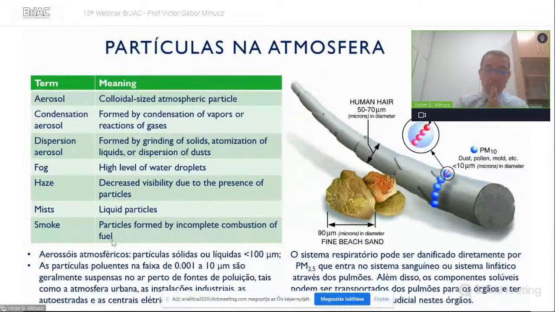The topic of my presentation is mainly determination of particulate matter. I like this figure very much because it shows how tiny these particulate matters are in comparison with the human hair. And we know that, again, we are talking about aerosols.